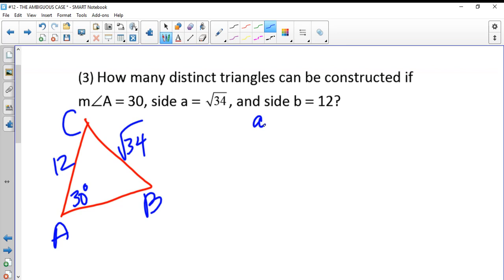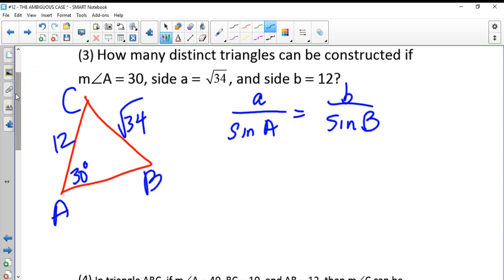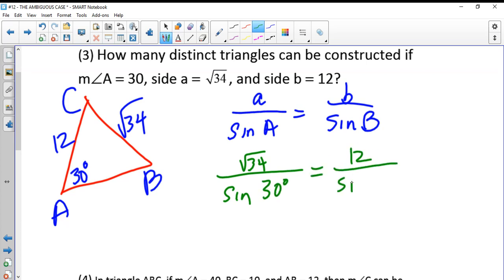use the law of sines to calculate the measure of angle B. So that's what we're going to do for this one. So again, same idea. Put in your information. So little a is the square root of 34. Capital A is 30 degrees. Little b is 12. And angle B I don't know yet.